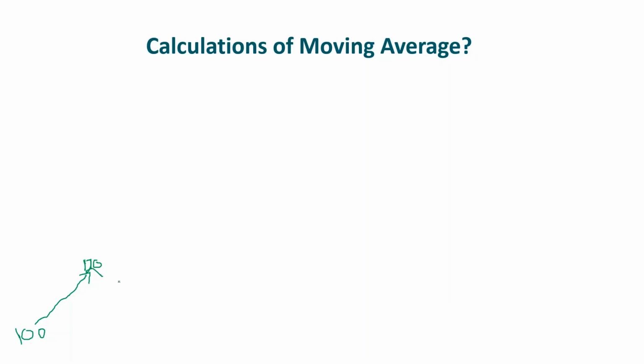Please note the words which I say, like it gave a bullish movement. I'll be using these terms generally. Bullish means upward movement, bearish means downward movement. A profitable or upward journey is referred to as bullish, and a losing or downward journey is referred to as bearish. So it showed a bullish movement from 100 to 120.